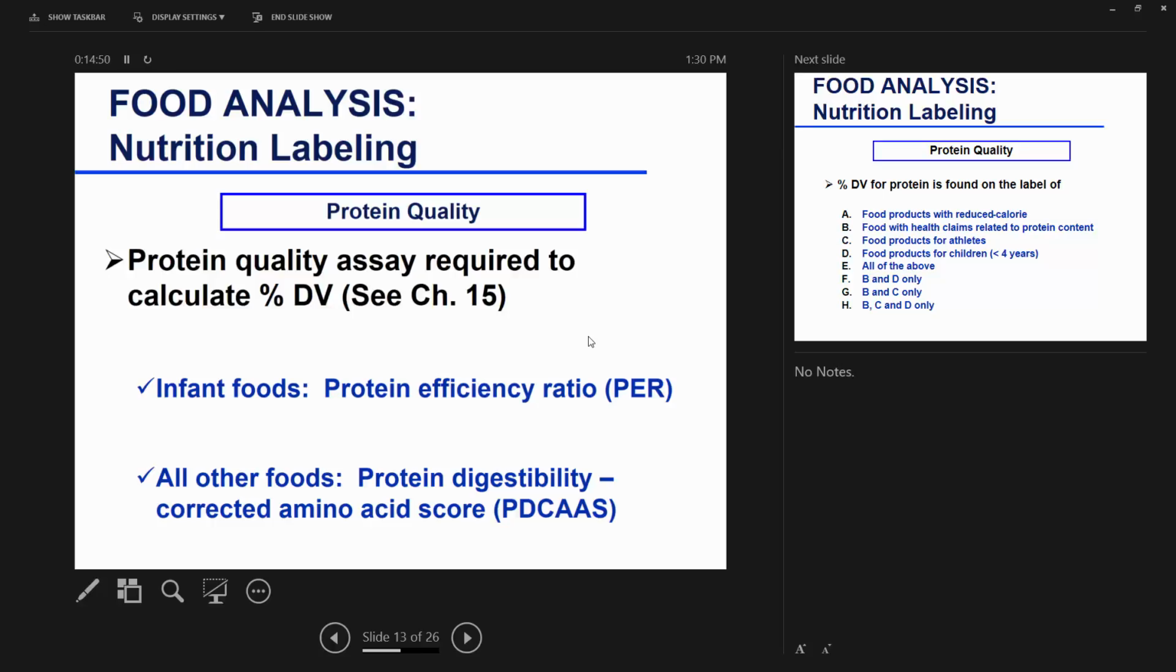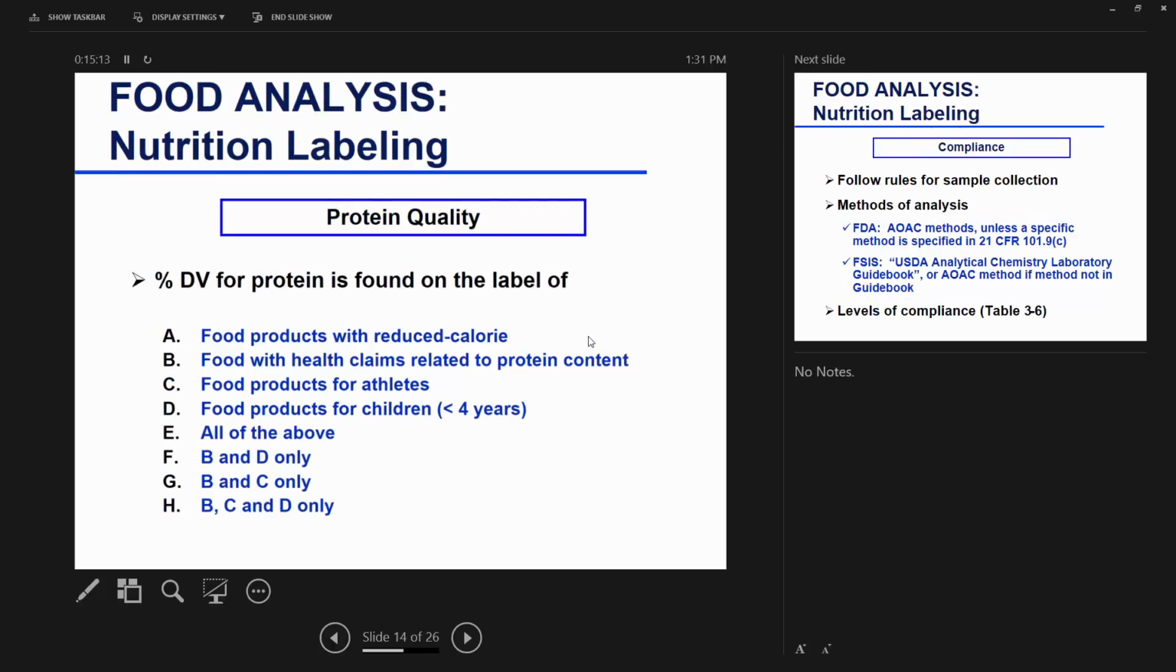Okay, but anyway, so this is not usable for adults. This would be based on the digestibility by adults, and also, well, adult rats in this case. But there's also a second method, taking into account the essential amino acid, or the first limiting essential amino acid. We'll talk more about that later. But okay, so % daily value for protein is found on the label of products.